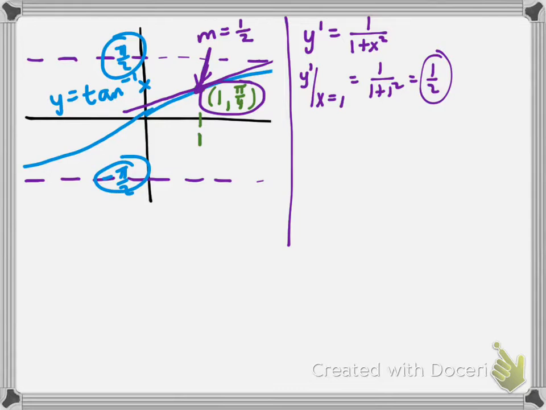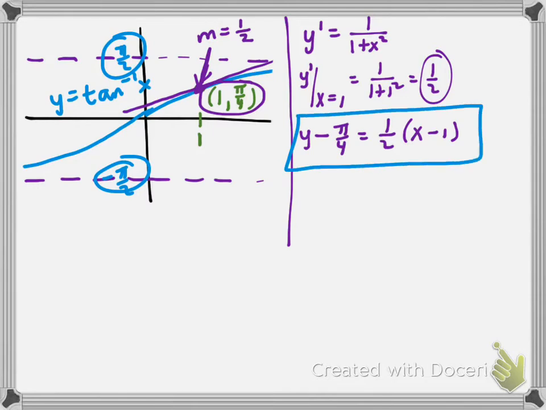You didn't really have to remember that the slopes are related. Sorry, I was going to come up with the equation of the line. Using the point-slope form of the linear equation, with the slope of the tangent line to this curve, y minus y1, which is y minus pi over 4, is equal to 1/2 times x minus x1, and x1 is 1. And so there you go. There's the equation of the tangent line to the graph of y equals inverse tangent of x at the point (1, pi over 4). That's it.